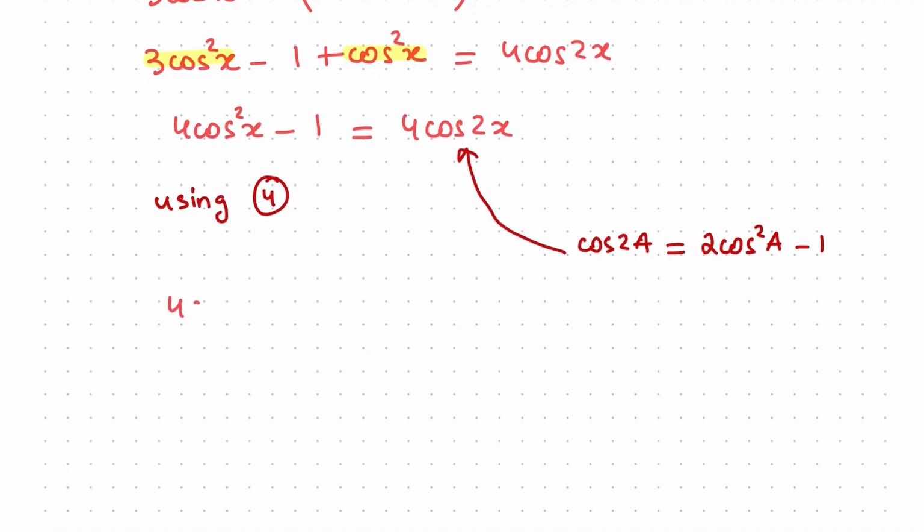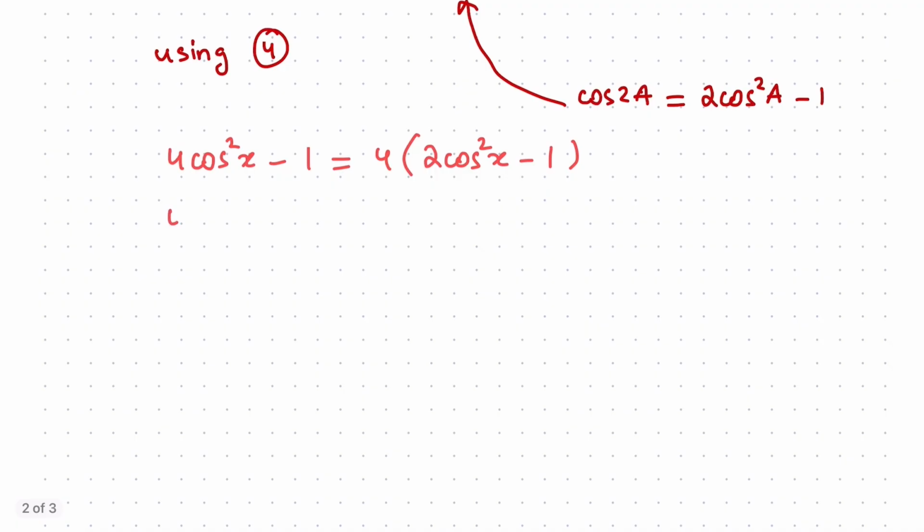So we get 4 cos square x minus 1 is equal to 4 times, and what is the expression for this? 2 cos square x minus 1. Let's expand. We have 4 cos square x minus 1 is equal to 8 times cos square x minus 4. And now it's just a matter of isolating cos square x on one side.